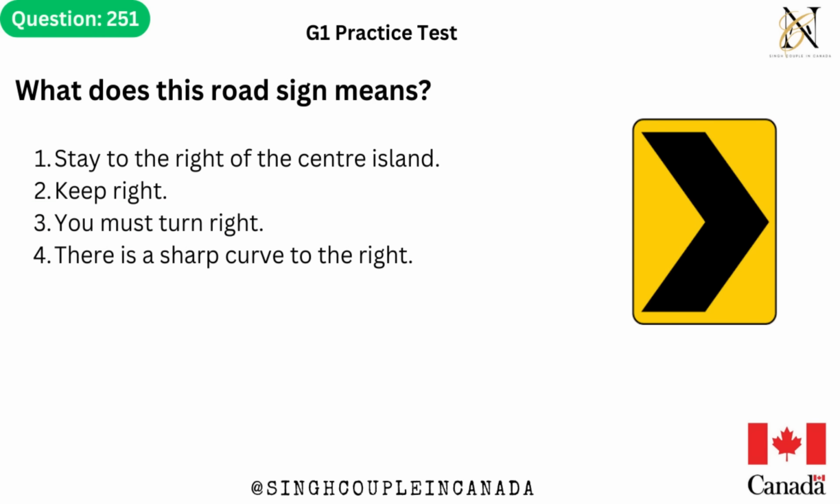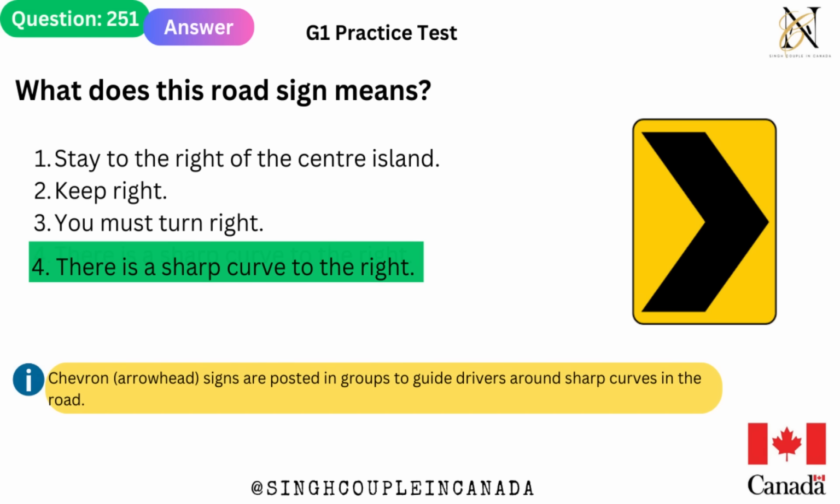What does this road sign mean? 1. Stay to the right of the center island. 2. Keep right. 3. You must turn right. 4. There is a sharp curve to the right. The answer is 4. There is a sharp curve to the right. Chevron, arrowhead signs are posted in groups to guide drivers around sharp curves in the road.